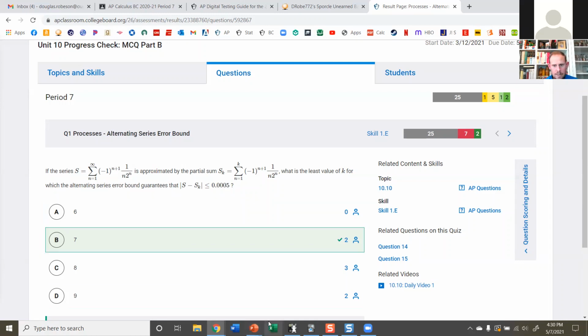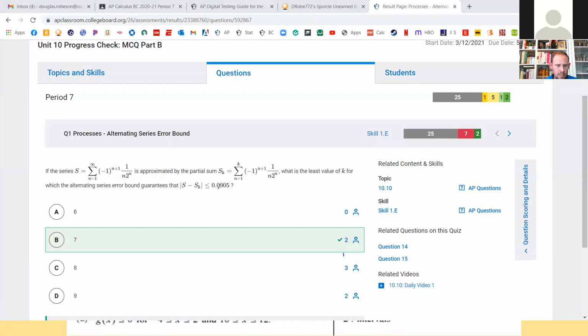0.0005? All right, so what we need to do is remember what the formula is for the error bound. This error bound is just the absolute value of the next term. So that would be 1 over k plus 1, 2 to the k plus 1. We need that to be less than or equal to 0.0005. There we go. All right, so it's just a matter of solving this. So we multiply this up and divide this over, or we could just graph them and see where they cross. 1 over 0.0005 needs to be less than or equal to k plus 1 times 2 to the k plus 1.